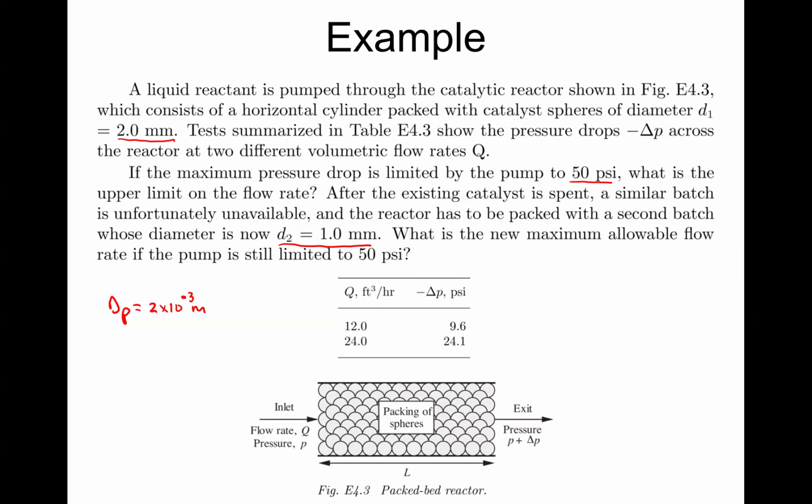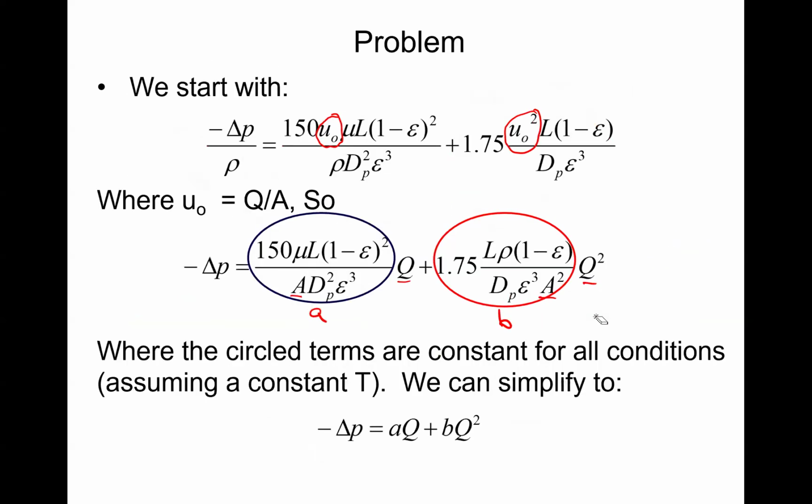Okay. So we start with the same equation as before, meaning we're going to do this minus delta P equals AQ plus BQ squared. And we're going to solve it using these equations here, where I have, say, 9.6 equals 12. And I'm going to, let me back up a little bit and show you something so that we do it the right way from the beginning.